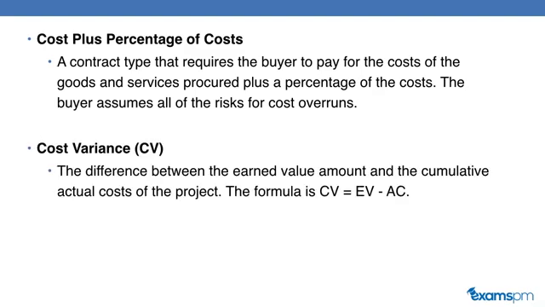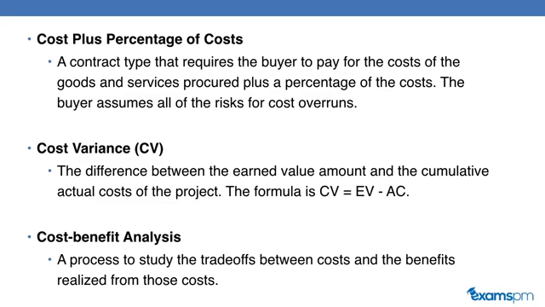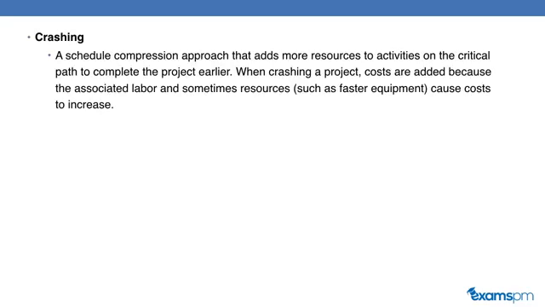Cost variance, or CV. This is the difference between the earned value amount and the cumulative actual cost of the project. The formula for CV is EV (earned value) minus AC (actual cost). Cost benefit analysis. This is a process to study the trade-offs between cost and the benefits realized from those costs.